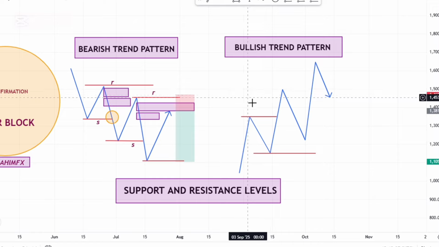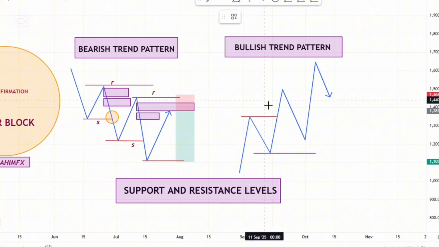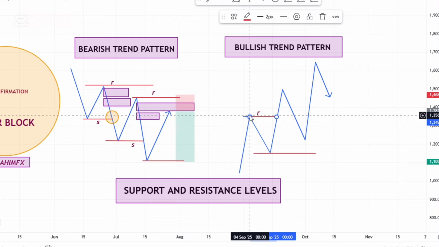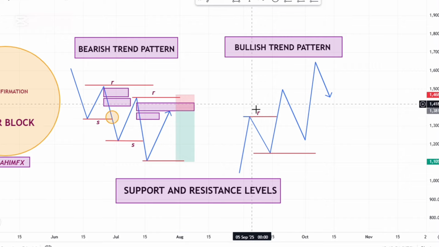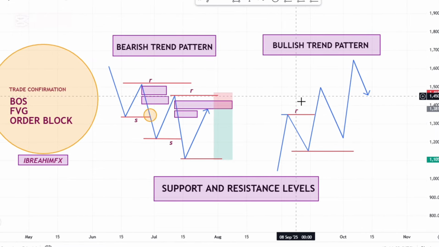So we all know that the market broke the resistance level right here. Breaking this resistance level is a sign of break of structure. So we know where the market is going now. So what is your confirmation right here? Your confirmation right here is your fair value gap and order block.